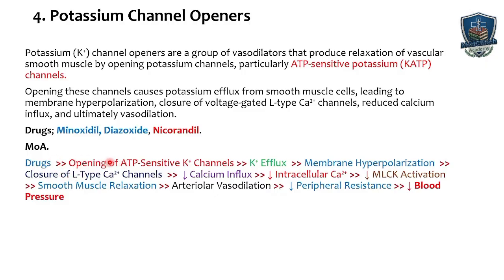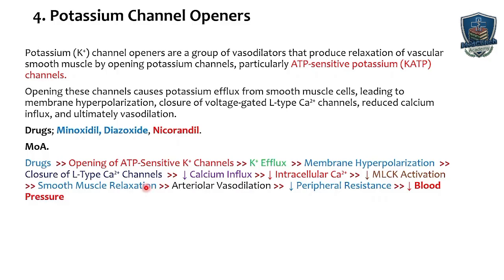These drugs open potassium channels. When they open the potassium channels, they lead to potassium efflux. Potassium will leave the cell. When potassium leaves the vascular smooth muscle cell, there will be membrane hyperpolarization. The membrane hyperpolarization will lead to a closure of the L-type calcium channels. When there's a closure of L-type calcium channels, there will be a decreased calcium influx. A decreased calcium influx will lead to a decreased intracellular calcium. A decreased intracellular calcium will lead to a decreased myosin light chain kinase activation. That leads to smooth muscle relaxation, which leads to arterial vasodilation and decreased peripheral resistance, which will decrease blood pressure.